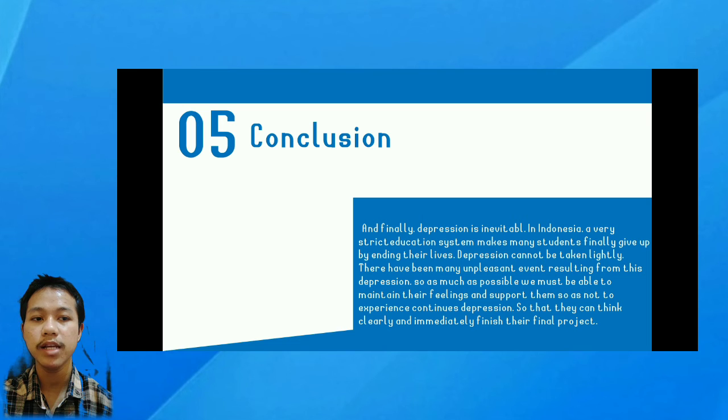So as much as possible, we must be able to maintain their feelings and support them so as not to experience continuous depression, so that they can think clearly and immediately finish their final project.